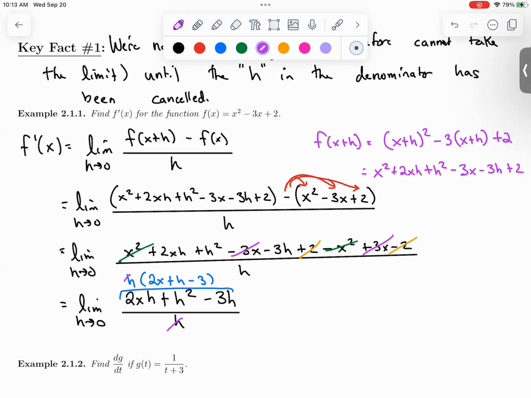Now I know I can take the limit. That's what the key fact is saying. We are not done simplifying until that h has been canceled. Yes, I just crossed out the h, so it'd be like 2x plus h minus 3, I crossed the h on all of it. Yeah, that's fine too, as long as you know that you're canceling out the factor of h, not a term of h. Does that make sense? So this then becomes the limit as h approaches 0 of 2x plus h minus 3. And now we can plug in the limit. We drop the limit sign, plug in h equals 0 and get 2x minus 3. And so that is f prime of x.